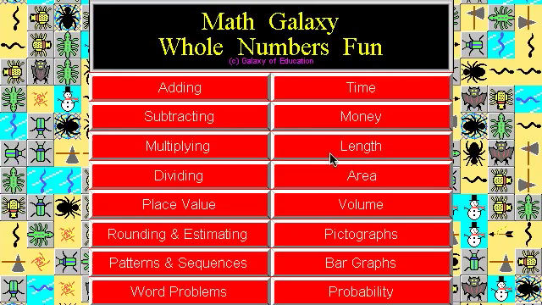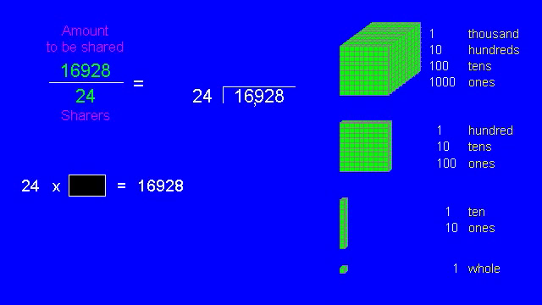Here we'll be reviewing division with multi-digit divisors. Just as subtraction is the reverse of addition, division is the reverse of multiplication. For example, 16,928 divided by 24 is asking 24 times what equals 16,928.